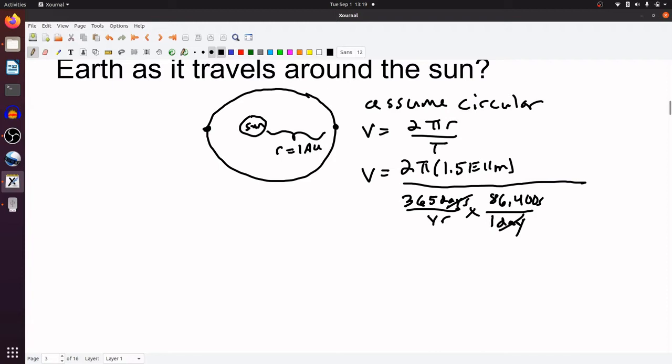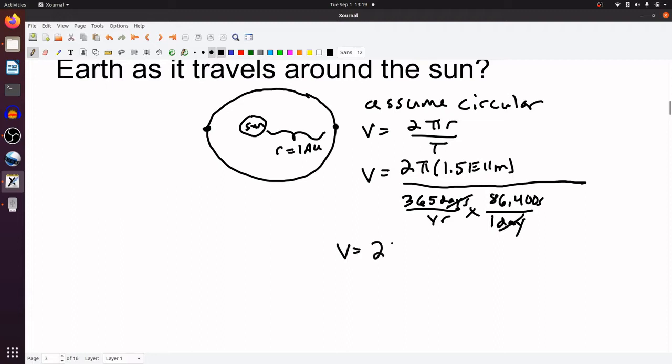That would give me seconds per year. Oh, that works too. Okay. Calculator. All right, so I take 2 times pi times 1.5 times 10 to the 11th meters. Divide that by 365. Divide that by 86,400. And I get a reasonable value.